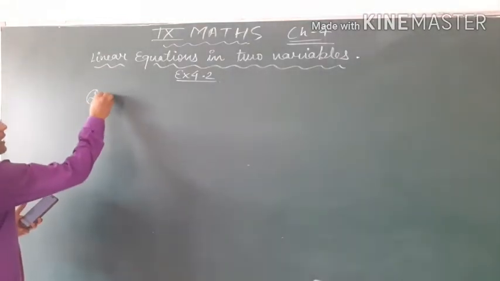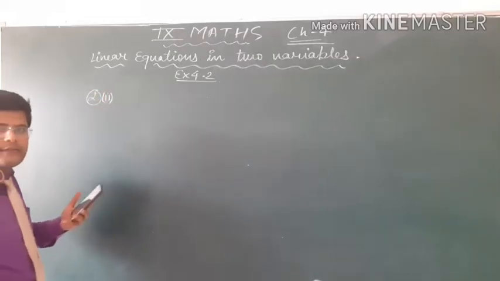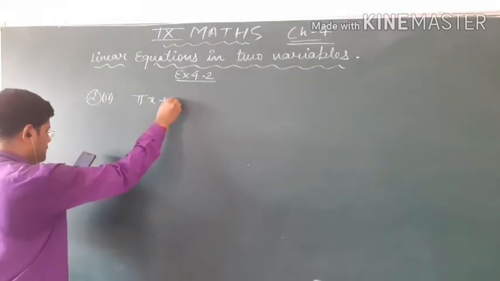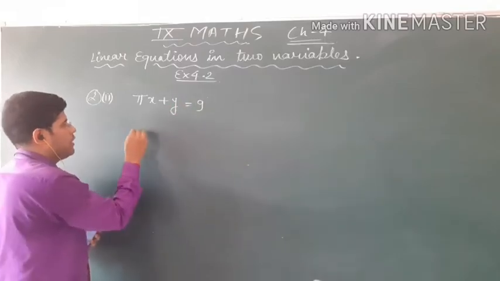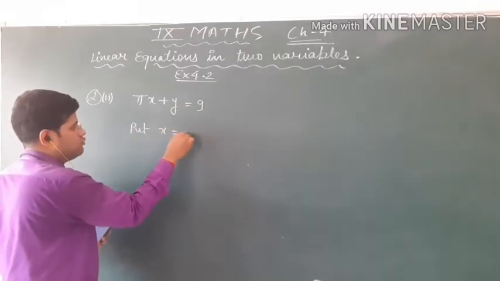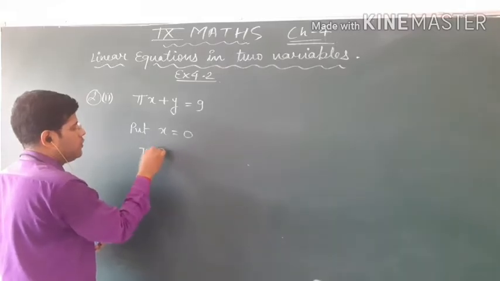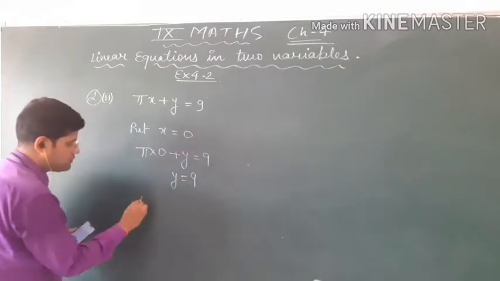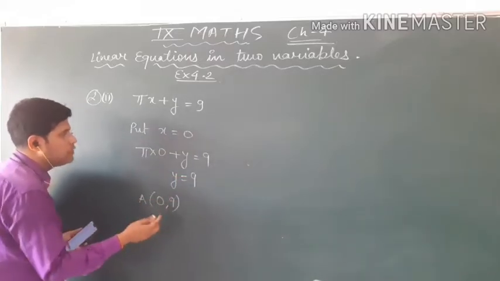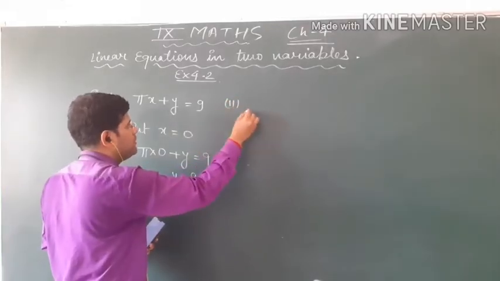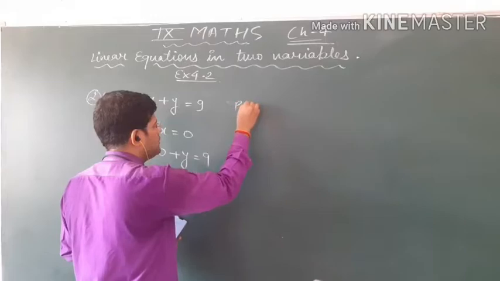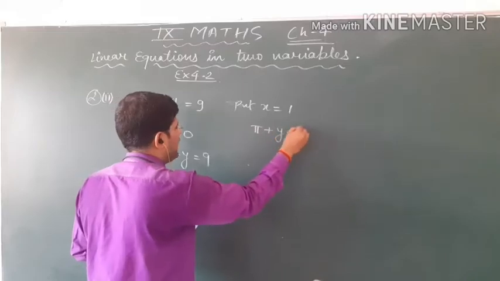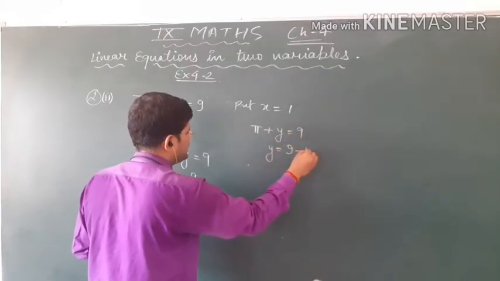That second part. It is pi x plus y equal to 9. So put x equal to 0 and pi into 0 plus y equal to 9. Then we have only y equal to 9. So the first solution is (0, 9). So for the second solution, put x equal to 1, then pi plus y equal to 9, and y equal to 9 minus pi.